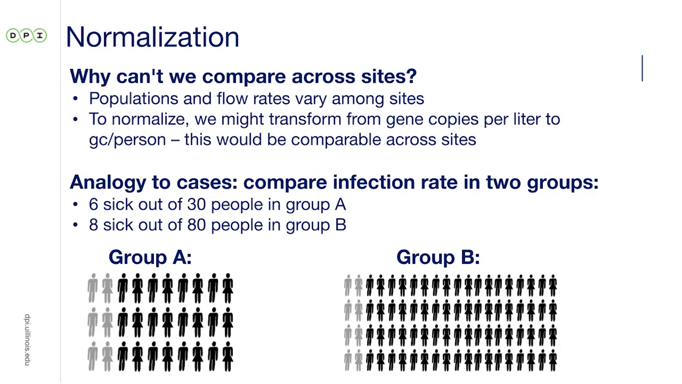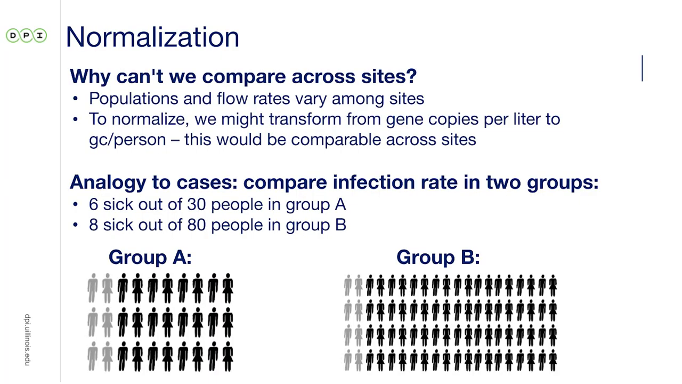Right? So to understand this even further, I like to take an analogy to cases, comparing the infection rate in two groups. Suppose group A has 30 people in it, six of which are sick, and group B has 80 people in it, eight of which are sick. If we just compare the number of sick people, we would say, well, group B has more sick people, so let's not hang out with group B. Group A is better and safer.